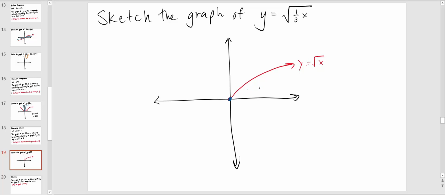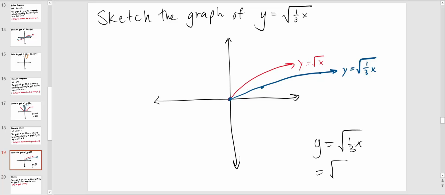So this point, I'll just stretch it that far. And this point maybe here. Now you'll notice it doesn't look 3 times shorter. It's been vertically compressed, but not by a factor of 3, and that's because when we do the algebra, we can actually rewrite this as the square root of 1/3 times the square root of x. And the square root of 1/3 isn't going to be 1/3. In fact, the square root of 1/3 is bigger than 1/3. And so the graph doesn't get vertically compressed as much as it gets horizontally stretched.